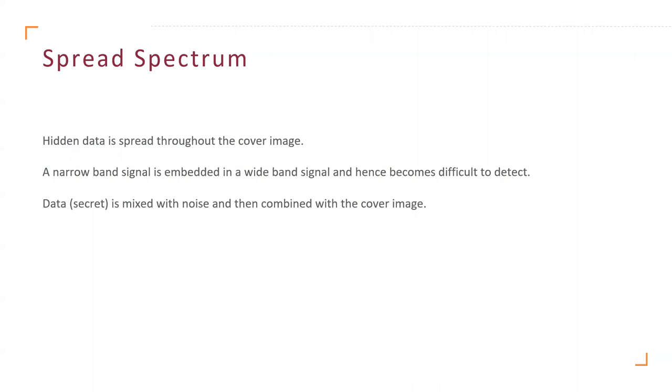Then there are spread spectrum techniques, where the hidden data is spread throughout the cover image. The idea behind spread spectrum is that a narrowband signal is embedded into a wideband signal, and hence it becomes difficult to detect, because the smaller frequencies get mixed with the larger ones. Here the secret data is mixed with noise and then combined with the cover image. So the power of the embedded signal is much lower than the actual image, and hence it's not perceptible to the human eye.